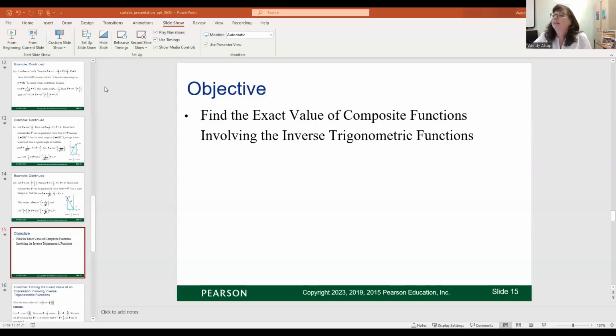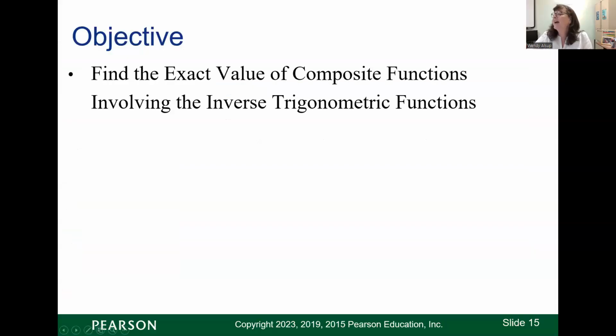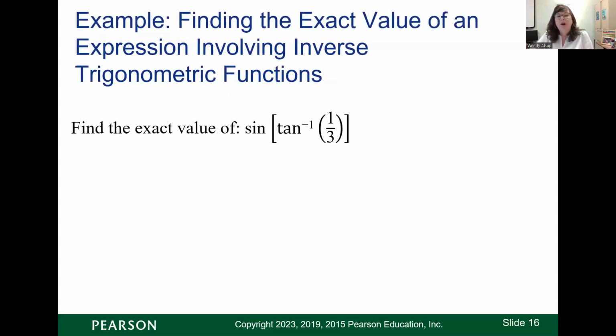All right, so how about this? Let's go back here on our PowerPoint and do one more thing in this section. Find exact values of composite functions involving the inverse trig functions. So we want the sine of the inverse tangent of 1/3.